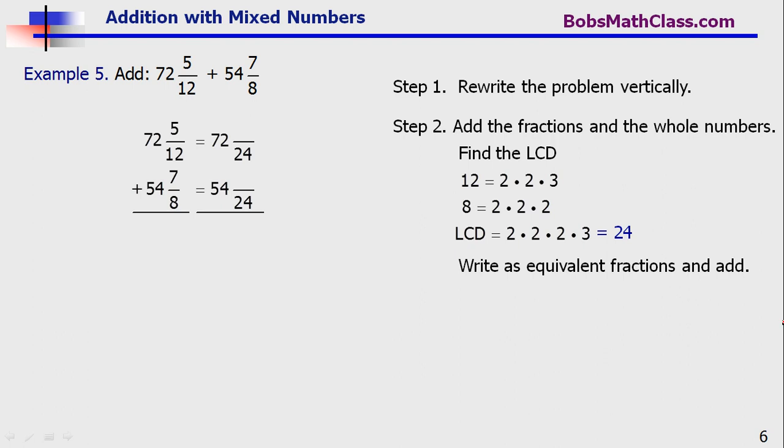Okay, so 12 times what number is 24? 12 times 2, so we have to multiply the 5 times 2. And then 8 times 3 is 24, so 7 times 3, multiply the top number by 3. So that gives us 10 and 21 for our numerators. Now we could finally add the numerators. So now we've added our fractions, and we could add our whole numbers. 126.